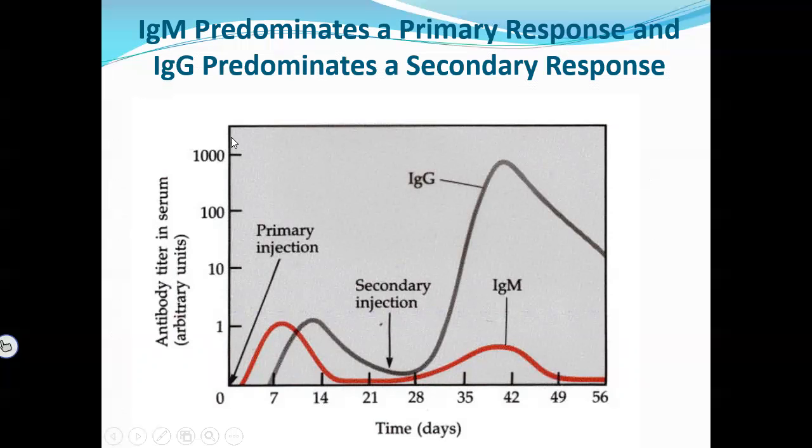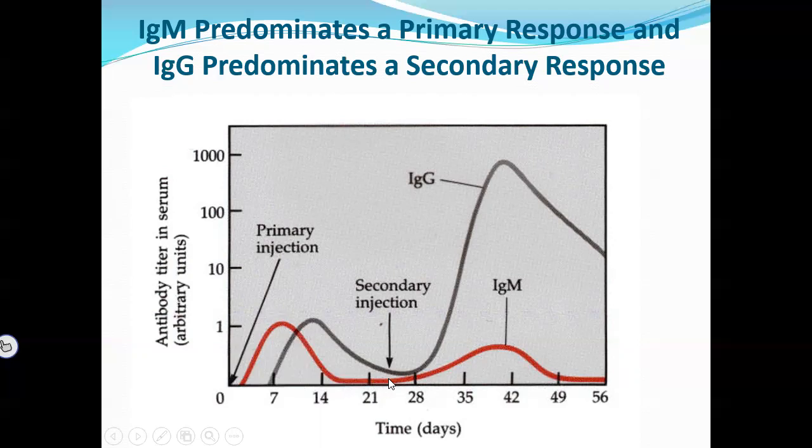So this is the types of antibodies you get if you were to be infected for the first time, or to inject an animal with an antigen like albumin. So you can see that after the first 7 days after the first injection, the first antibody you will see is IgM. And then a bit later, some IgG will come up.